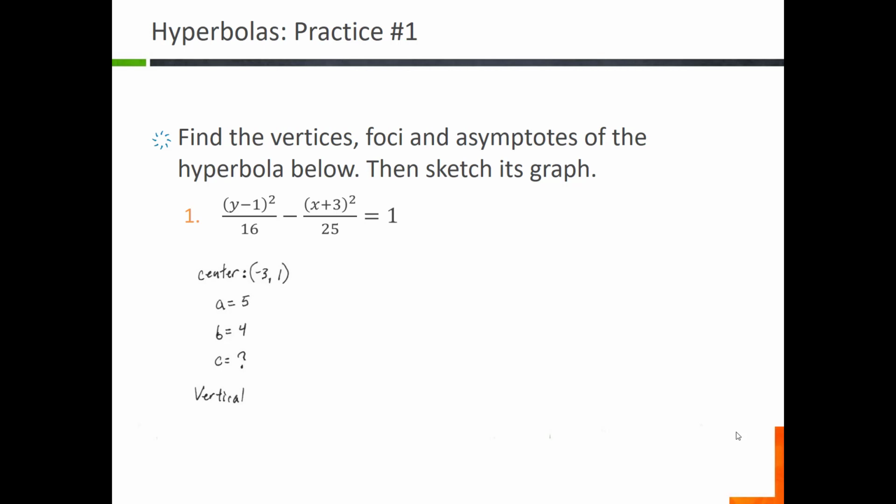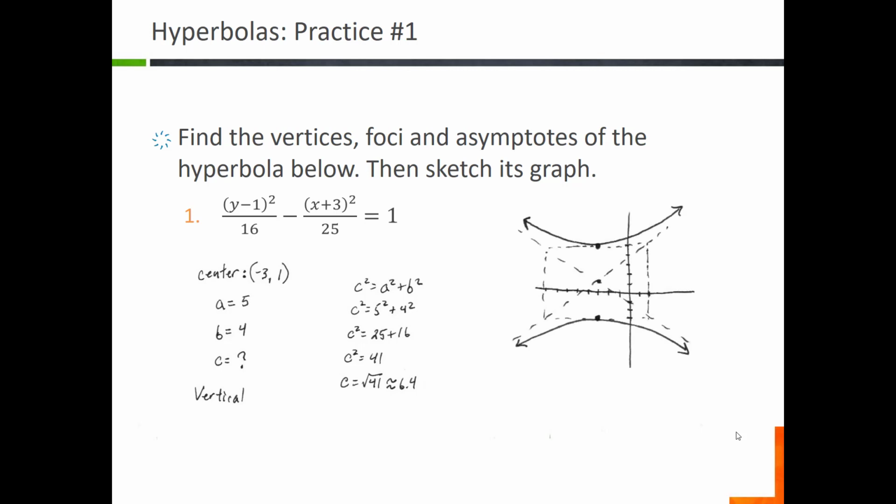In order to get to the graph and the foci and stuff, we need to figure out c, which we can do using our c squared equals a squared plus b squared equation. We plug stuff in there and we get that c is equal to the square root of 41. Before we list out all the different components, we can go ahead and sketch the graph real quick.